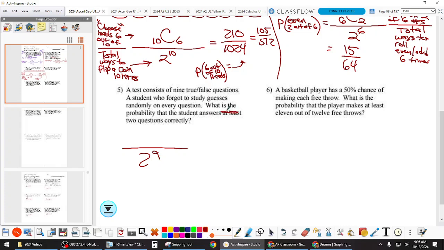If it didn't say at least, then we would have 9C2. How many ways, out of the 9 questions, can he get 2 of the 9 correct? Okay, so that's the 2. But 3 works, 4 works, 5 works, etc. So how do we account for all of those options? We do 7 continuous, or something? Or like the exclamation point.